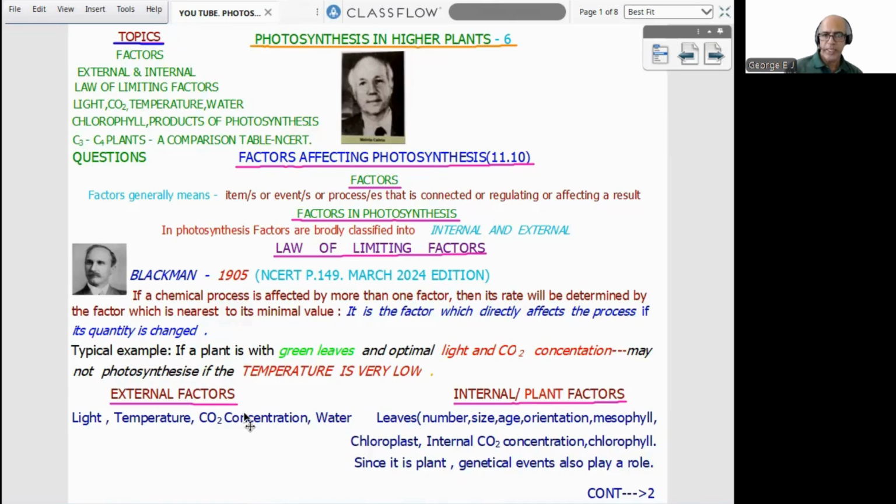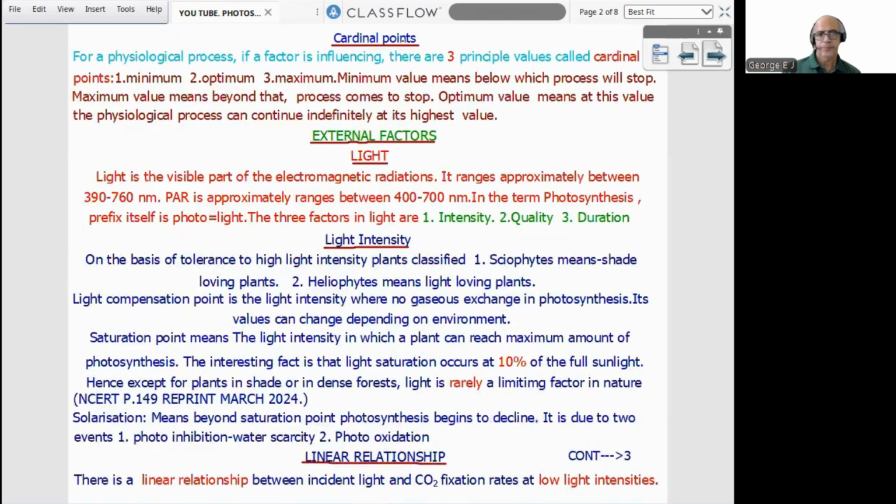Internal plant factors are mainly concerned with the plant: leaves, number, size, age, orientation, and mesophyll. Again, chloroplast, internal carbon dioxide concentration, chlorophyll. Since it is a plant, even genetical events play a role. I think the idea is clear. This page is clear, everything is given there, so it will be easy for you. Now we can proceed to the second page.